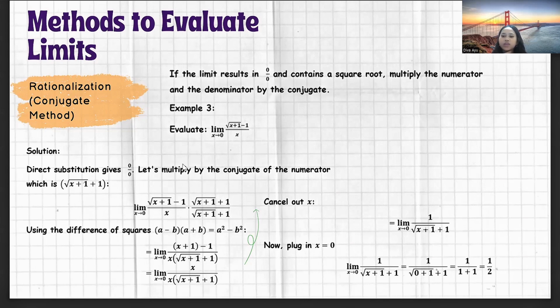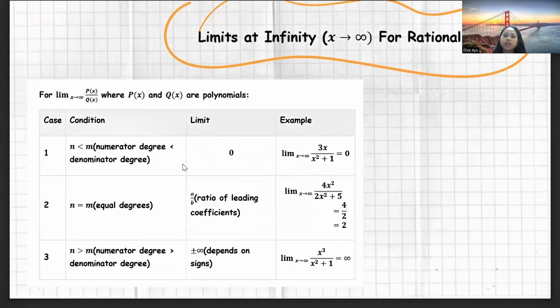Now that we have learned three different methods for evaluating limits, let's move on to limits at infinity. Okay, next is limit at infinity. On this slide, we will discuss limits at infinity. Unlike the previous examples, here x does not approach a specific number. Instead, x becomes larger and larger, approaching positive infinity, or smaller and smaller, approaching negative infinity.